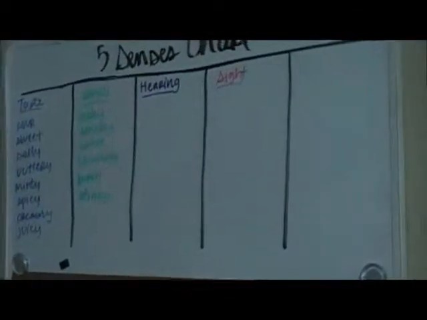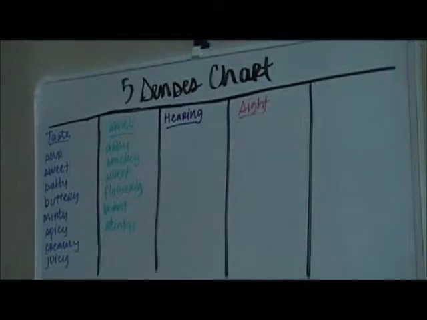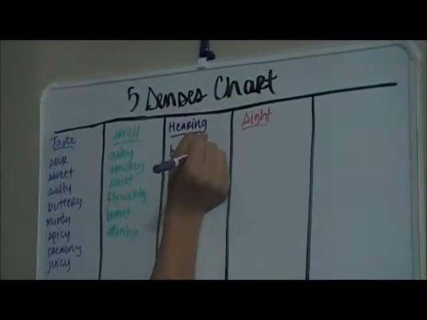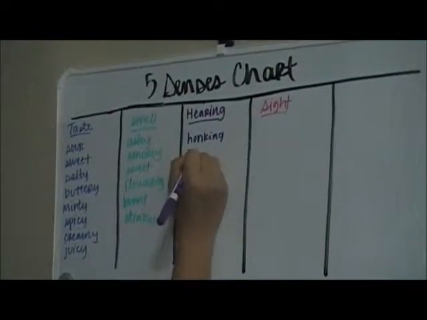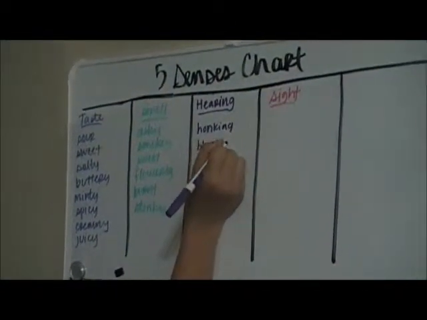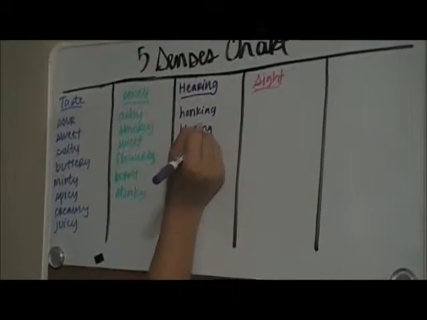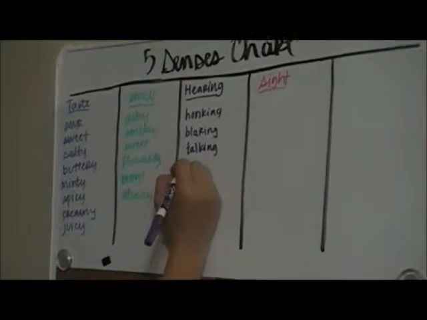So with hearing, what do you think we can hear? Maybe we can hear stuff like honking. We can hear blaring, like people playing really loud music. We can hear talking. There's so much stuff we can hear. We can hear birds chirping.